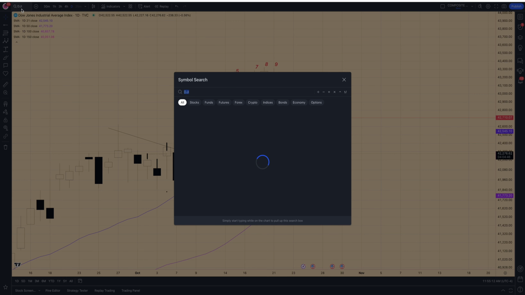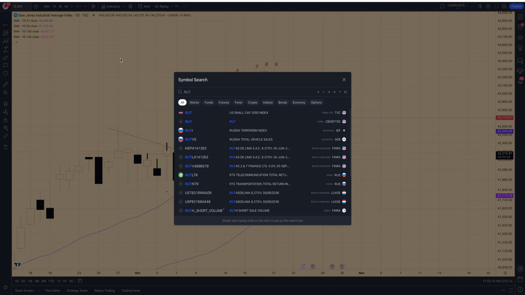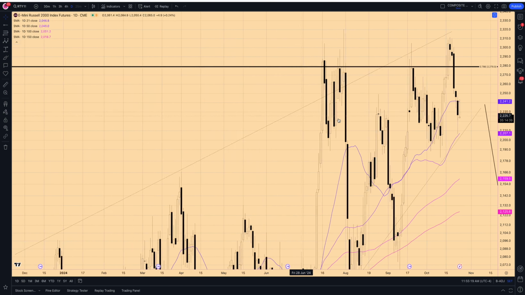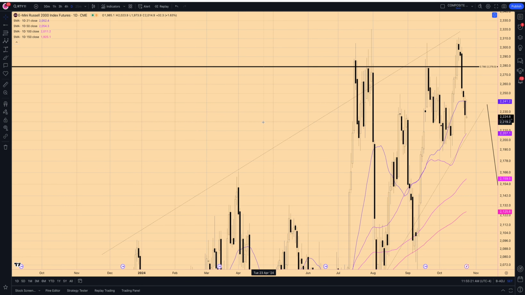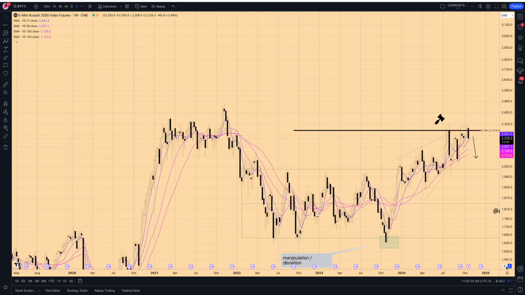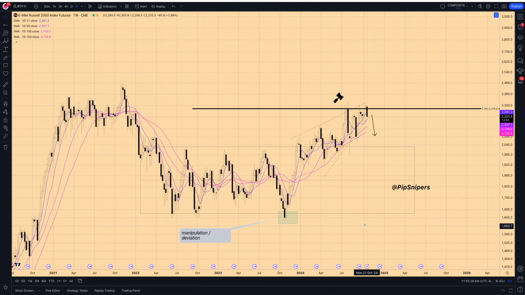Let's take a look at the Russell. Take a look at the Russell over here. And the Russell is not expanding, okay? When we take a look at the weekly time frame, the Russell cannot get above the 78.6% fib.